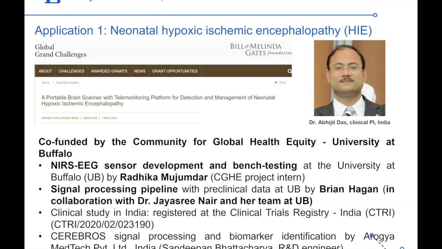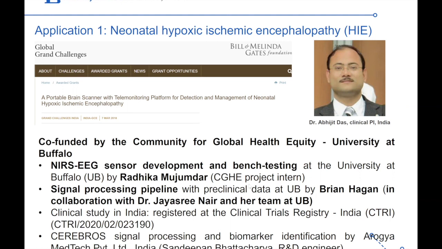And then Brian Hagen, who was a master's student, did a thesis on this, primarily working on the signal processing pipeline. However, at that time, we didn't have the data from India. We were setting up the study in India. So we used preclinical data in collaboration with Dr. Nair and her team at UB. This was the data from an animal study, and we used that to develop the signal processing pipeline.